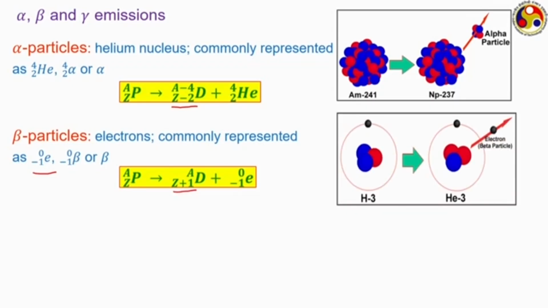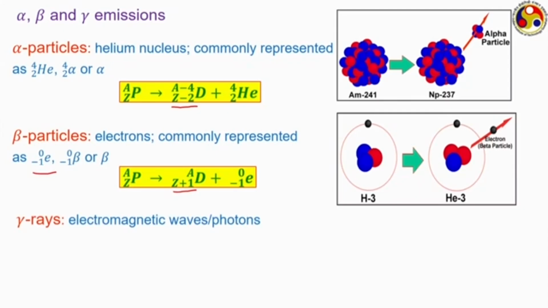This is one typical example where tritium, that is the third isotope of hydrogen, is undergoing a beta particle decay and getting converted to a helium. Both are having mass number of 3, but while in tritium we are having 1 proton and 2 neutrons, in case of a helium we are having 1 neutron and 2 protons.